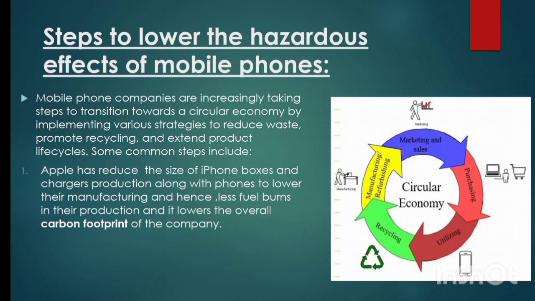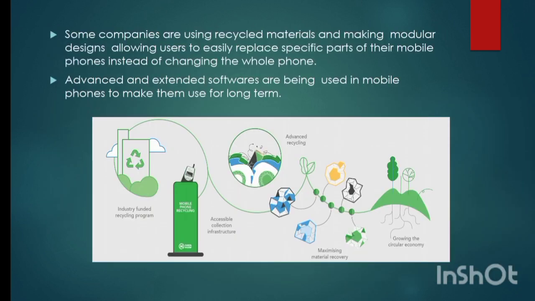Some common steps include: Apple has reduced the size of iPhone boxes and stopped producing chargers along with the phones to lower their manufacturing, and hence less fuel is burned in production, and it lowers the overall carbon footprint of the company. Some companies are using recycled materials and making modular designs, allowing users to easily replace specific parts of mobile phones instead of changing the whole phone. Advanced and extended software updates are being used in phones to make them last for the long term.